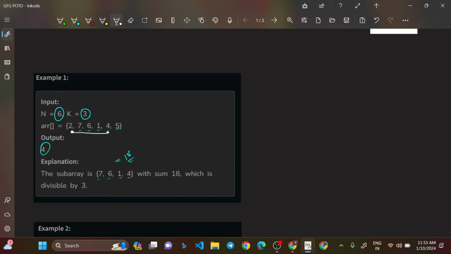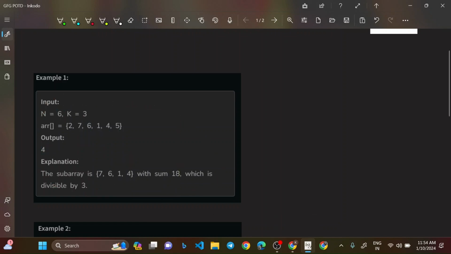This is the end point. So what is the sum? That sum is 26. That is not divisible by k. So you go and take starting from this point to this point. So what would be the sum that time? It is 23. That is also not divisible by 3. So the only subarray that is actually longest and also divisible by 3 is this particular one, 7 6 1 4. And what is the sum? It is actually 18. That is the reason it is divisible by 3. And what is the length of this subarray? That is 4, because there are 4 elements. I hope you understood why the output is equal to 4.